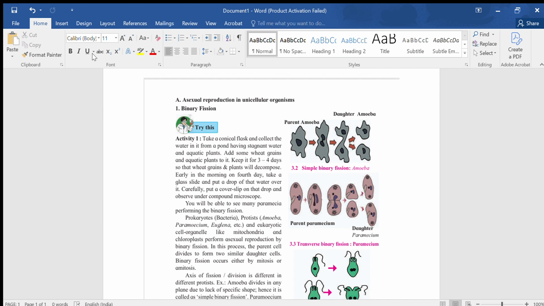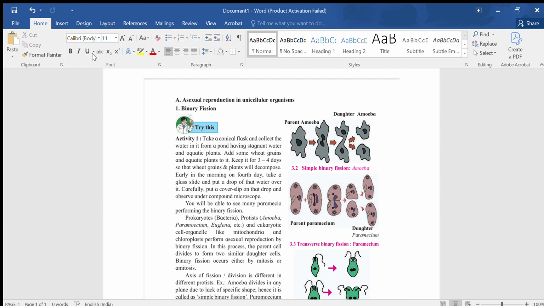So what is unicellular? Unicellular is a single cell organism. There is only one cell in the organism, which does all the functions in the body, like reproduction, digestion, and all that. So, asexual reproduction contains only one parent who does all the things, and today in asexual reproduction, the first topic is binary fission.